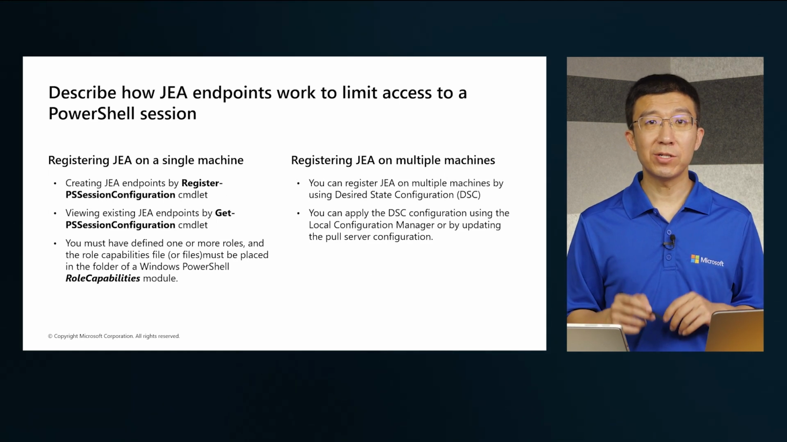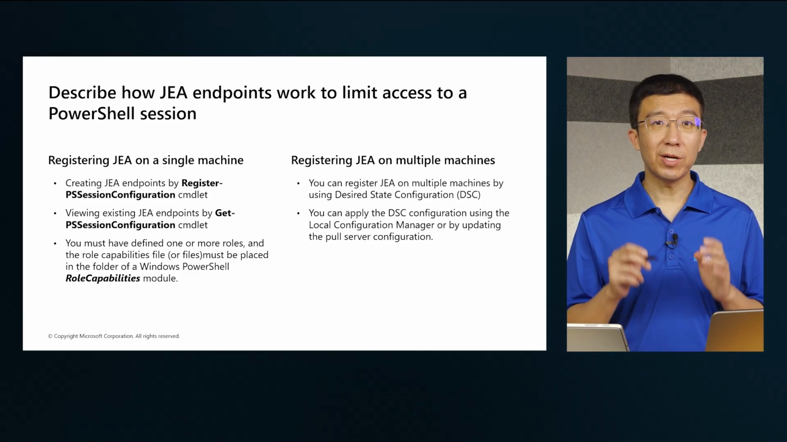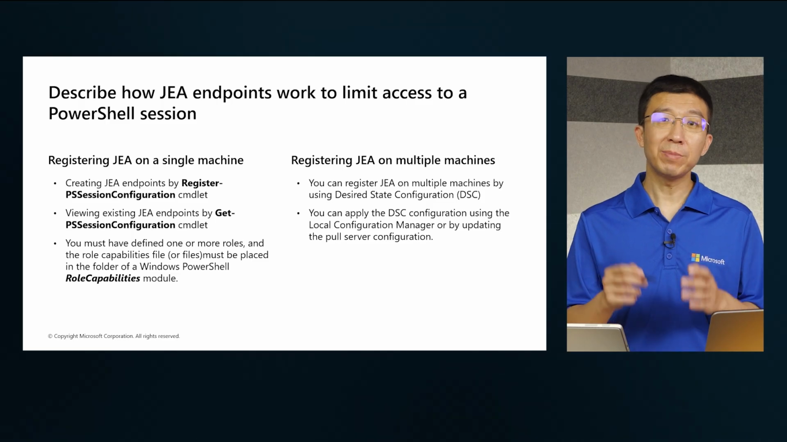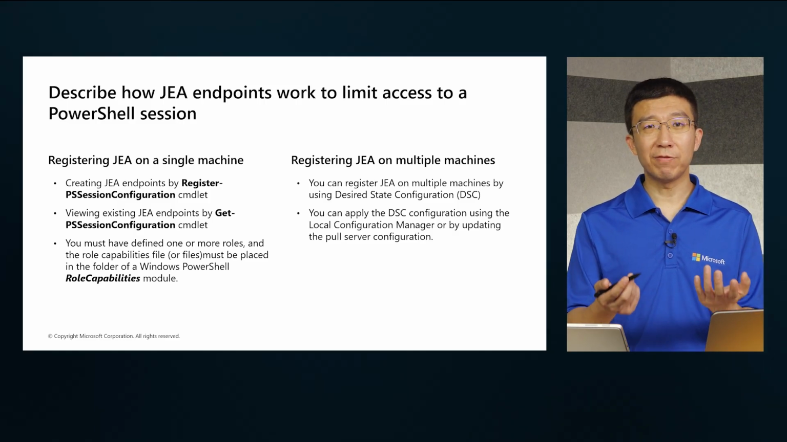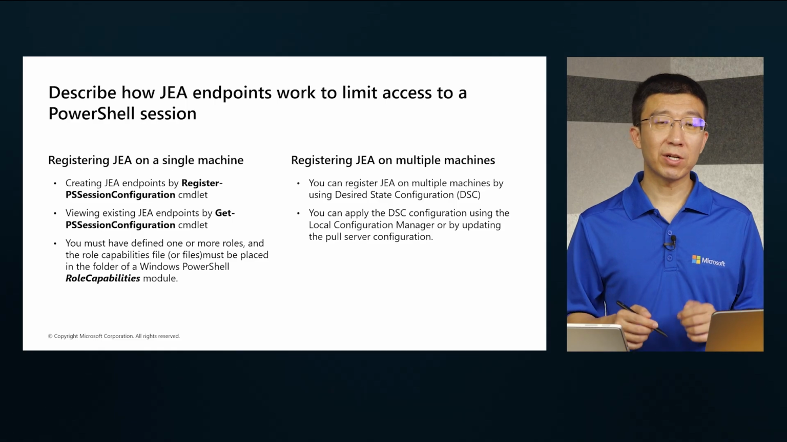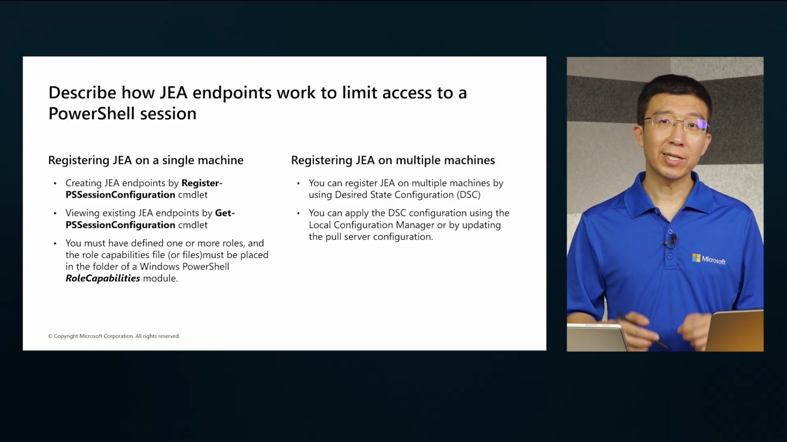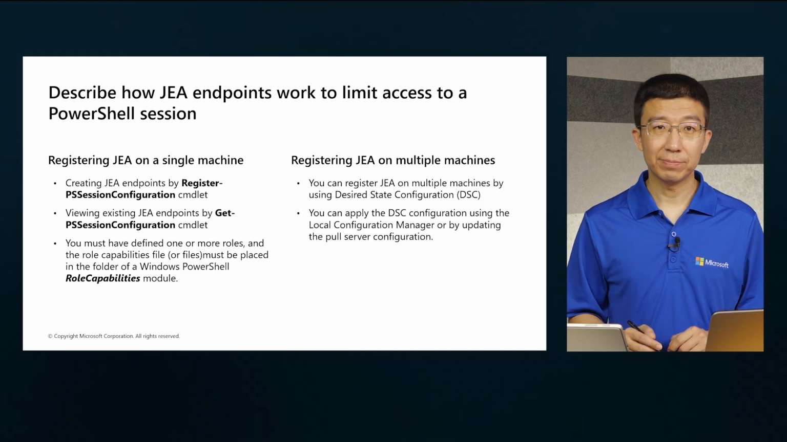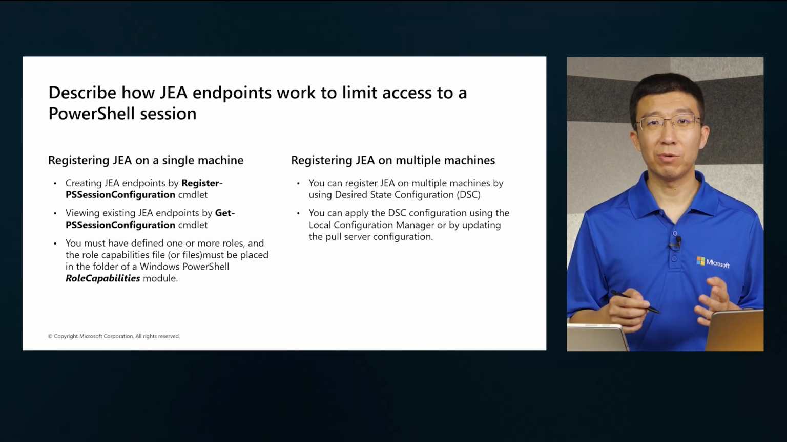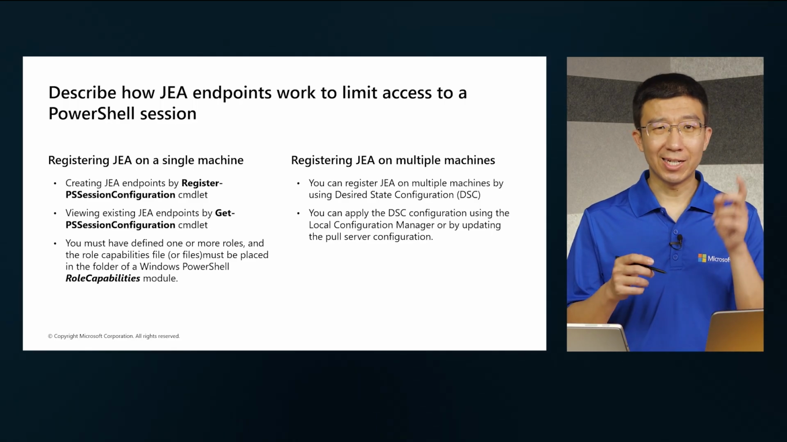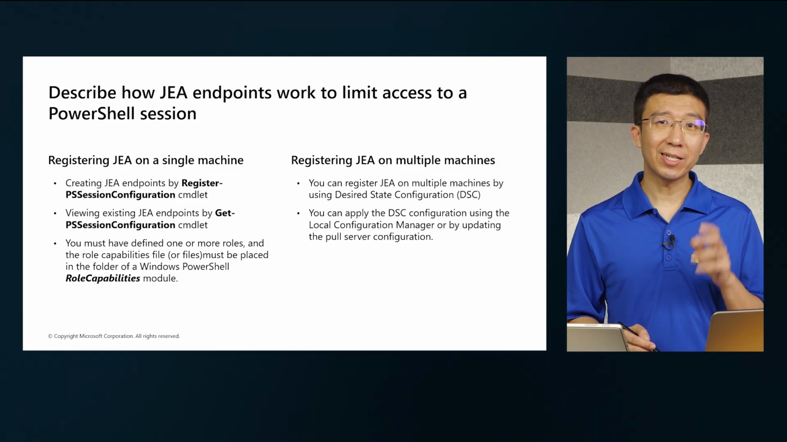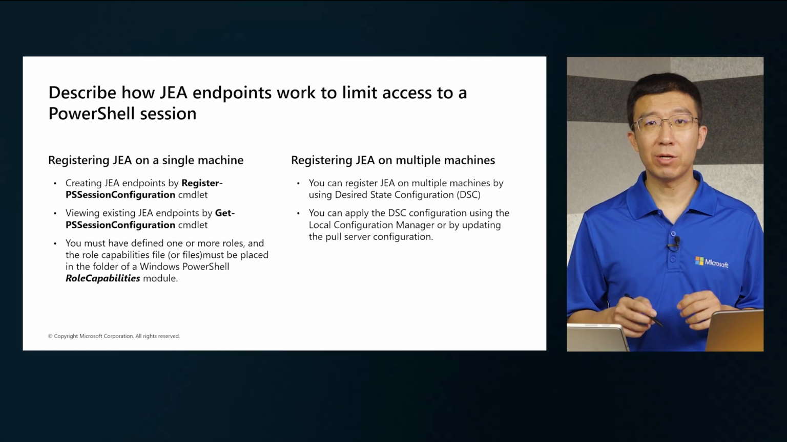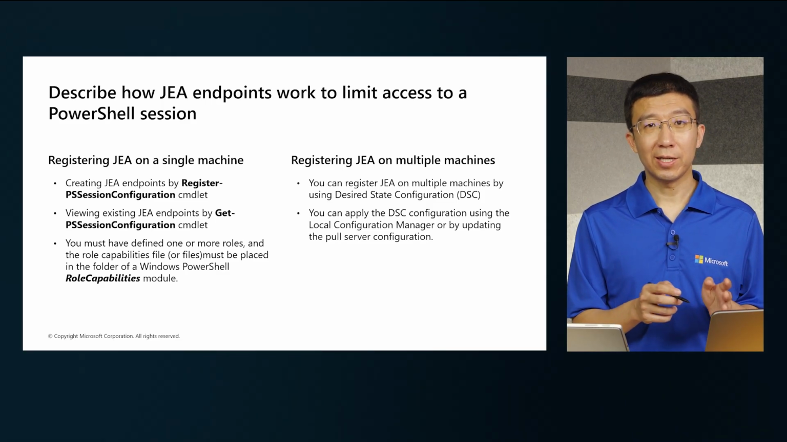JEA endpoints are registered on the machine using the Register-PSSessionConfiguration cmdlet. To use JEA across multiple machines, you can deploy configurations using Desired State Configuration (DSC), ensuring consistency and scalability. Role capability files must be placed in the correct module folder, and you must define at least one role for the endpoint. This setup allows you to tightly control what users can do in a PowerShell session, both locally and remotely.